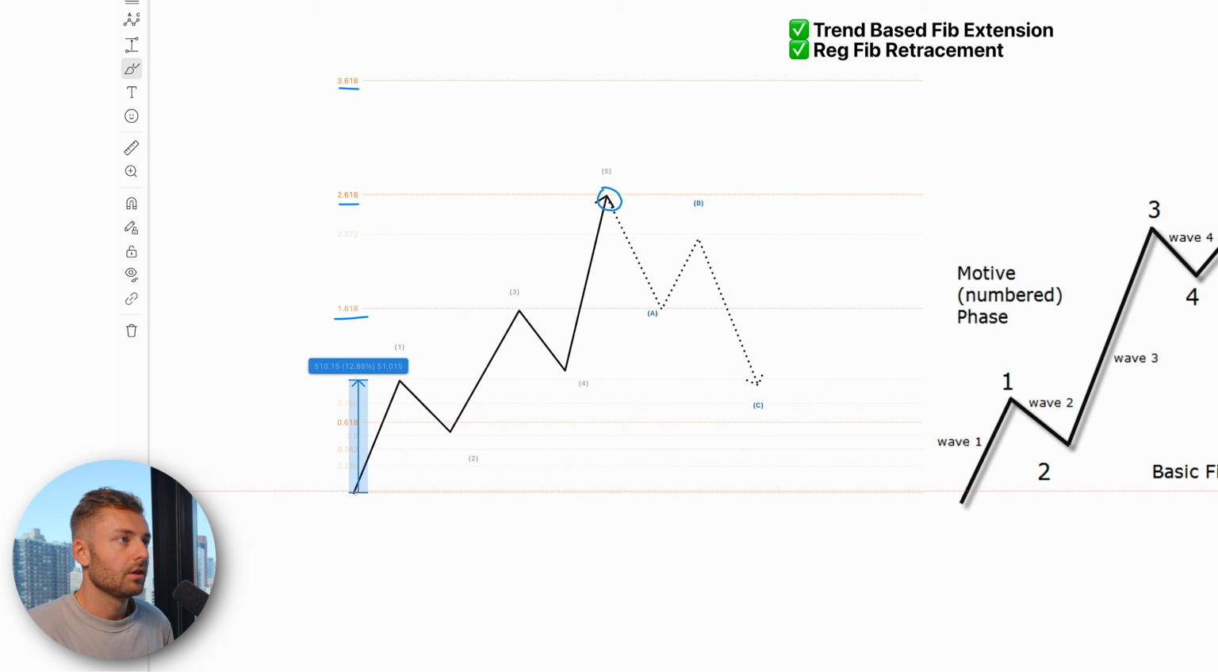Okay, the second thing that I'm really looking for is to see if the high of 3 here is going to hit off of the underside of 1.618.